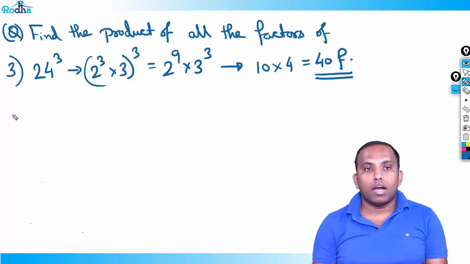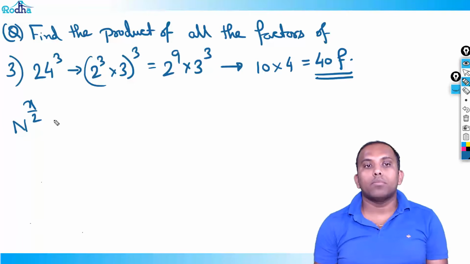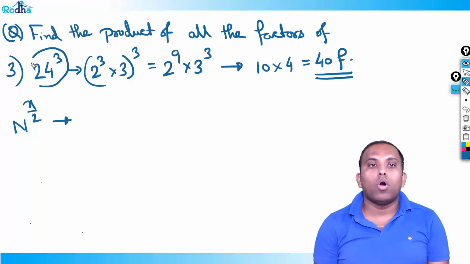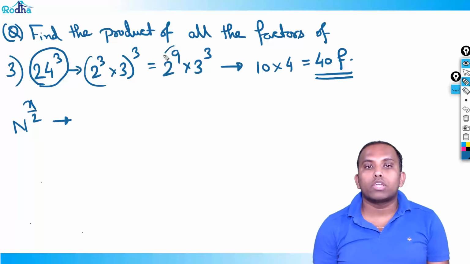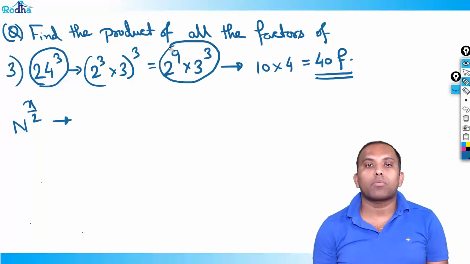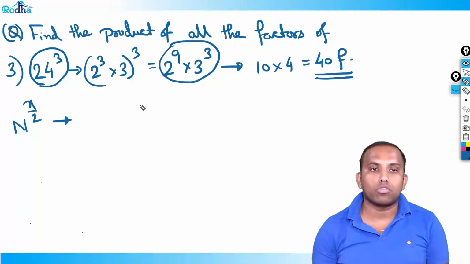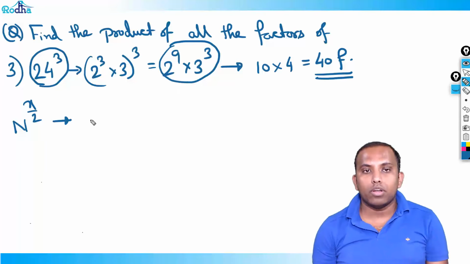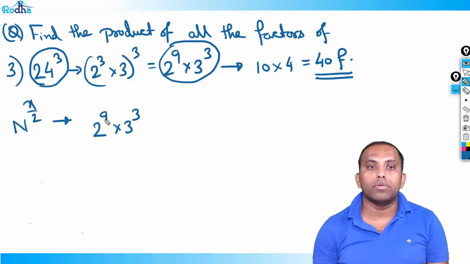So what is the answer? The answer will again be N raised to x by 2, where x is the number of factors. I can take N as 24 cube, or I can take N as 2 raised to 9 into 3 cube. It is absolutely your wish, and depends on the options also. Suppose I take N in the prime base form. So N is 2 raised to 9 into 3 cube, which is nothing but 24 cube. That is our number.